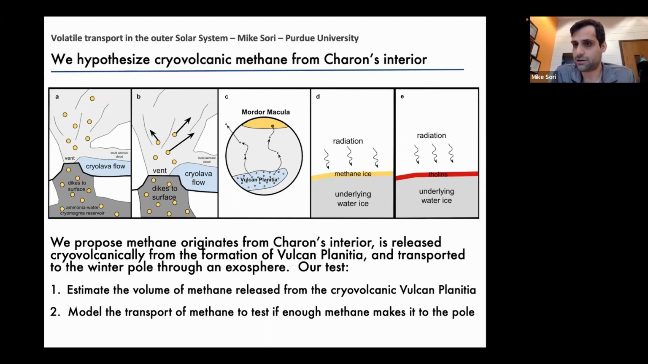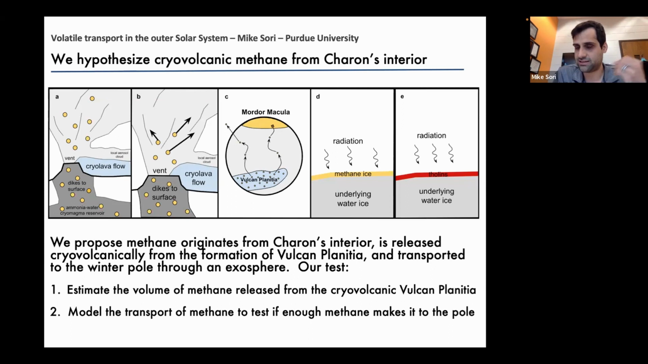surface. And once you get it out to the surface and transport it to Mordor Macula, all the same arguments made in the Grundy et al. study would hold true about how it gets processed and the timescales over which it gets processed. So the idea that we'll test is that Vulcan Planitia releases a lot of methane from its cryolava. Just like in the Uranus case, just like in the lunar cases, we'll test with a volatile transport model how that molecule migrates over the surface over time.